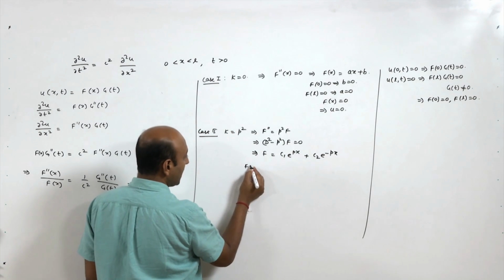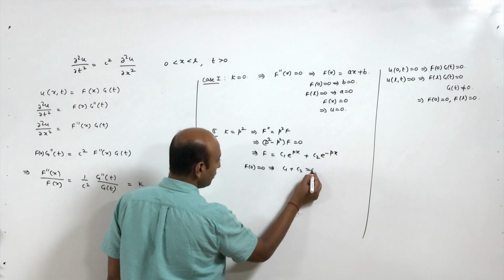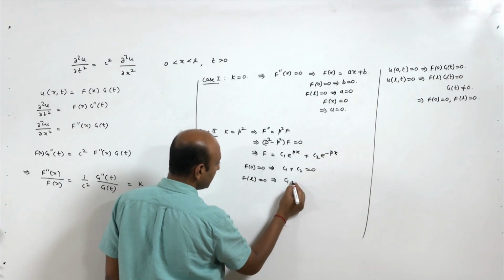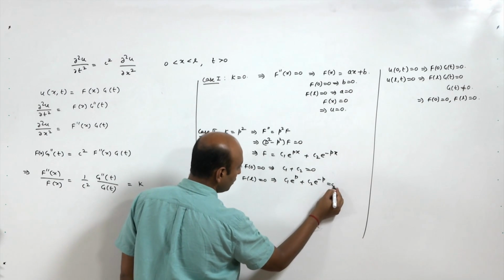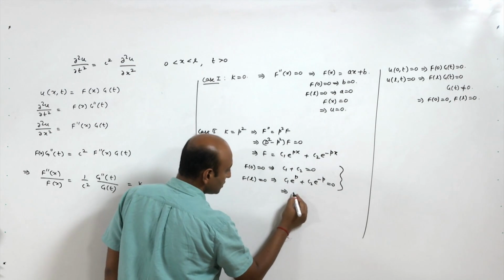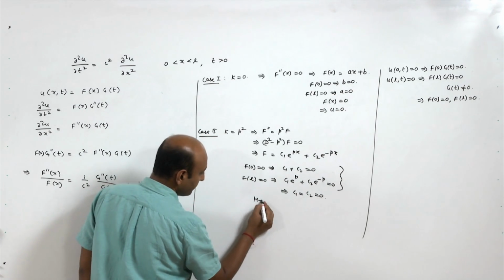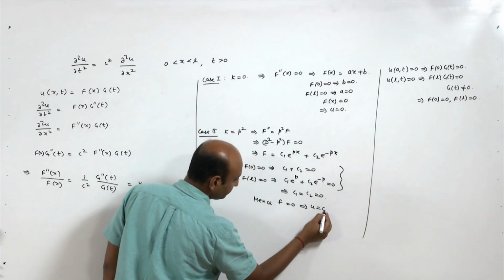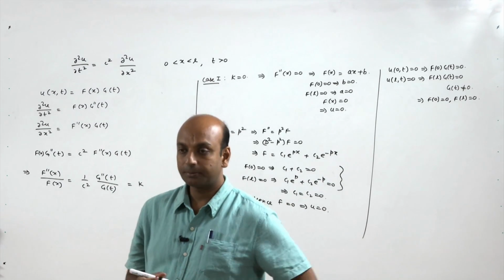Now, again f(0) equal to 0, so this implies c1 plus c2 equal to 0, and f(l) equal to 0, so this implies c1 e to the power p l plus c2 e to the power minus p l equal to 0. So, when you simplify these two equations in c1 and c2, this implies c1 equal to c2 equal to 0. So, hence f equal to 0, again this implies u equal to 0. So, this case is also not possible.